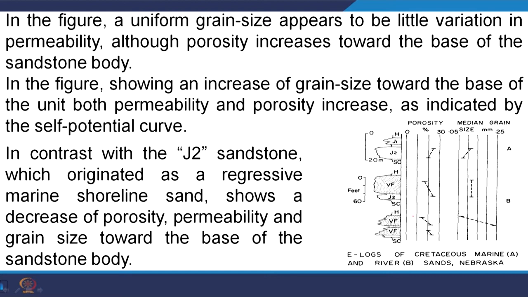In contrast, the J2 sandstone, which originated as a regressive marine shoreline sand, shows a decrease in porosity, permeability and grain size towards the base of this sandstone body. So that means different depositional mechanisms and different geomorphic process involvement also control the porosity and permeability. That in turn will reduce or increase the amount of petroleum hydrocarbon accumulation as well as yield. So it is totally a function of the geomorphic process and the depositional environment, which is controlled by the geomorphic process.